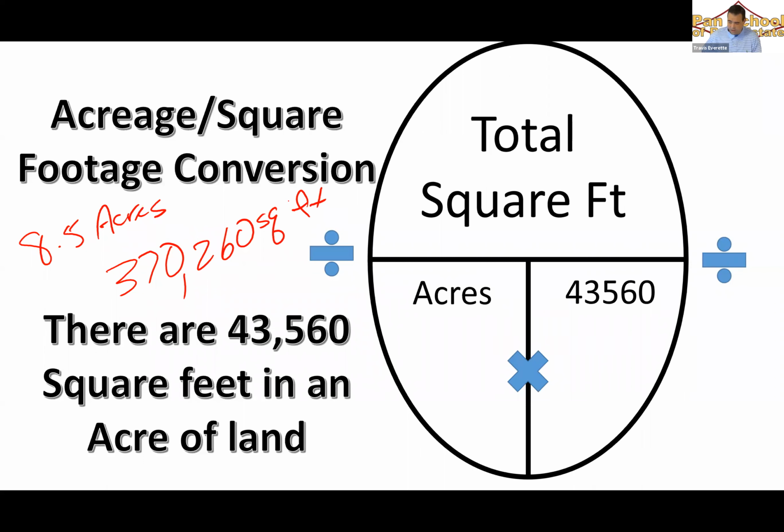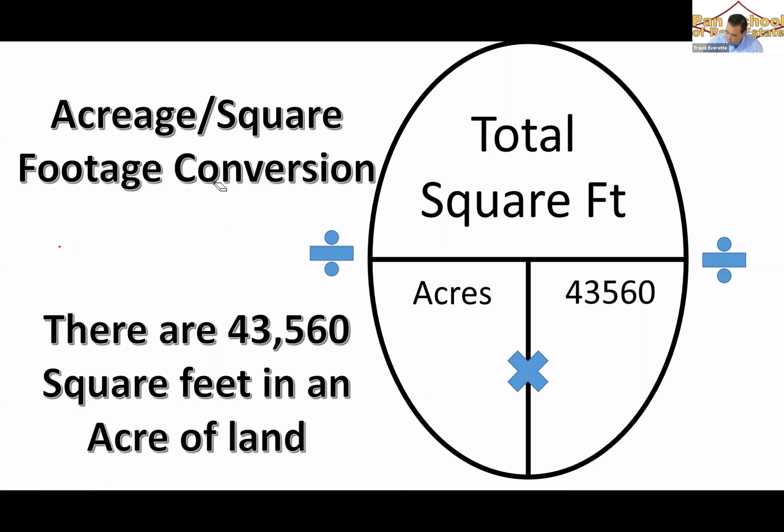It's not that they're wrong. It's just too big. The reason the numbers are so big is because this number is a magic number right here, and this number you must memorize. There is no help for you on the test with this number. It is a memorization thing, and you've got to know that there are 43,560 square feet in 1 acre of land.